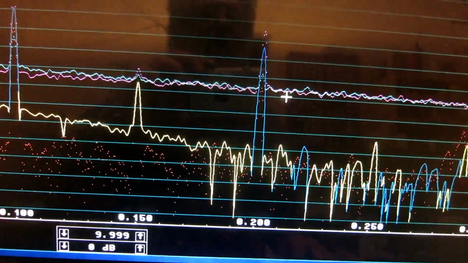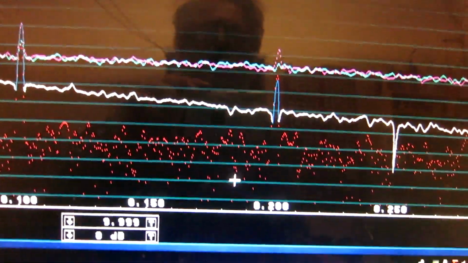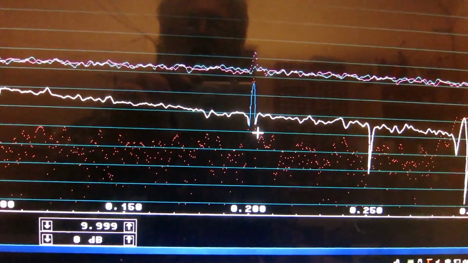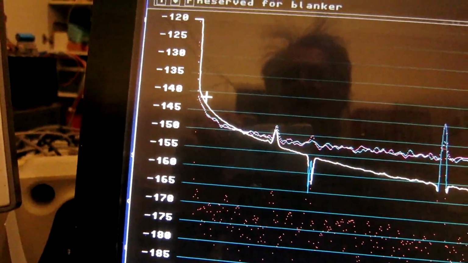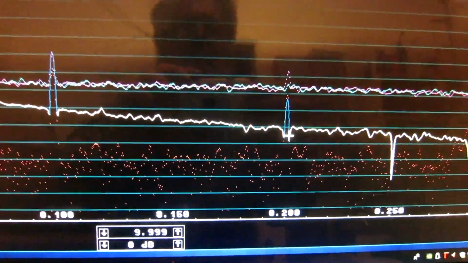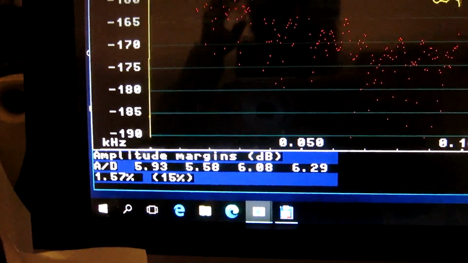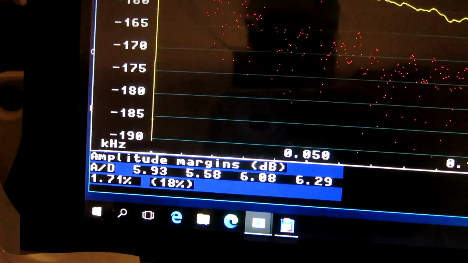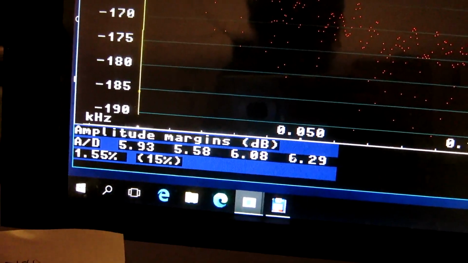And then for the amplitude noise, I get reasonable information all the way from 10 Hertz up to 200 Hertz. Note the amplitude margins, about 6 decibels.